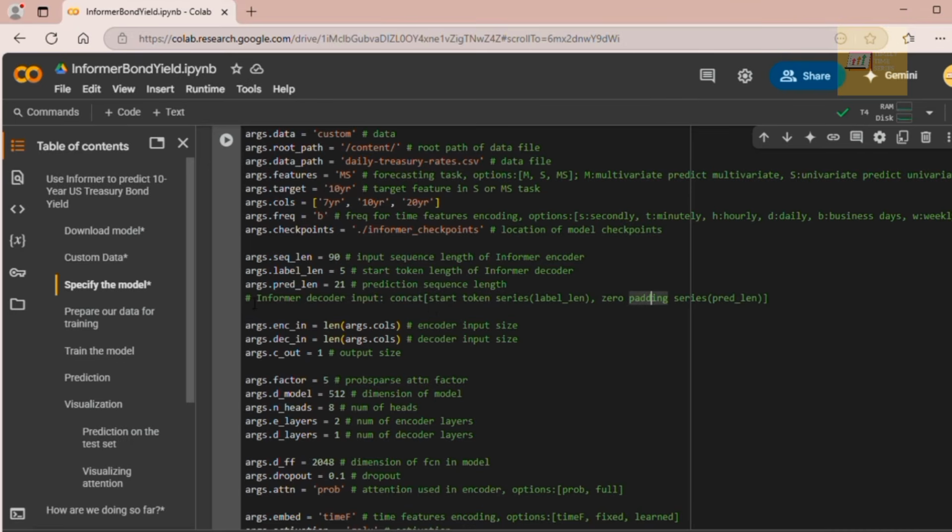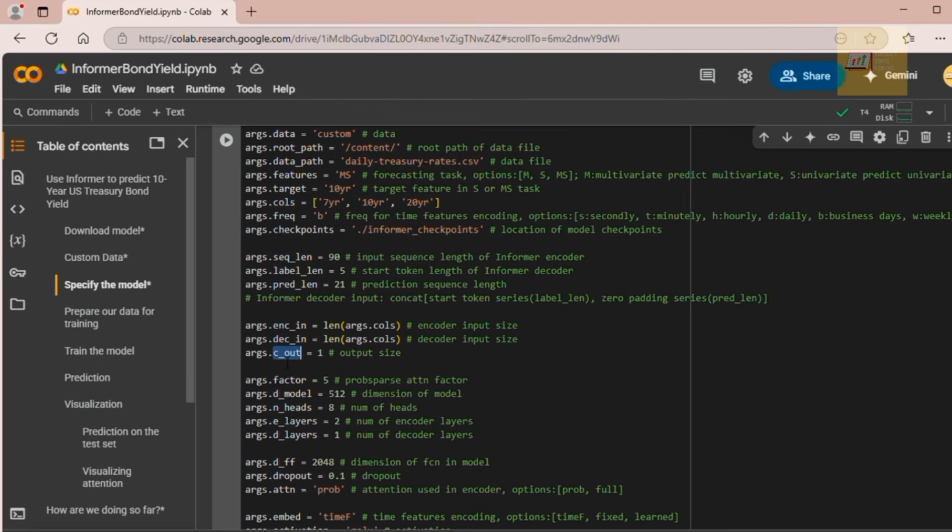It's stated here in the comment that the complete input for the decoder part is a concatenation of the label length and prediction length. So the complete decoder input would be an array of length 26. Next parameters. Encoder in and decoder in are the total variables as input. Now we take multivariate time series as our input, so it will be more than 1. We can set it to the length of the list of columns here. That's why I set it like this.